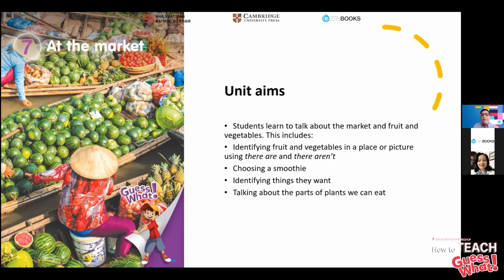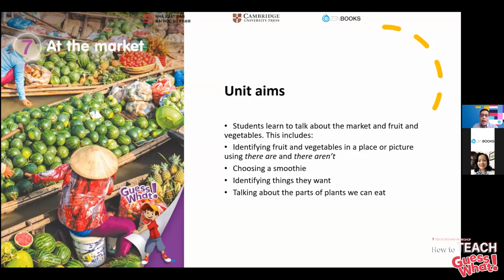These sorts of things. And then finally, an optional unit aim: talking about the parts of plants we can eat. The reason why that aim is in there is because it has what we call a CLIL focus. Now, CLIL, C-L-I-L, stands for Content and Language Integrated Learning. But all you need to know about it is that it means that sometimes we use English for communication and sometimes we use English to study other subjects. So there's an optional part where maybe we want to bring in the language of science. Maybe we want to bring in the language of math. Maybe we want to bring in the language of art or music into the classroom. It gives us a chance to do that.